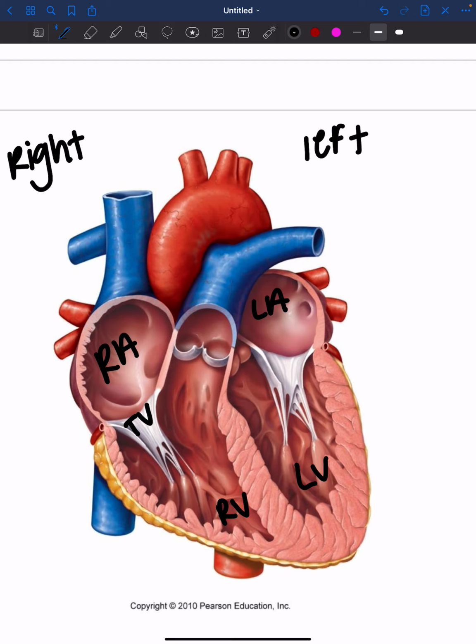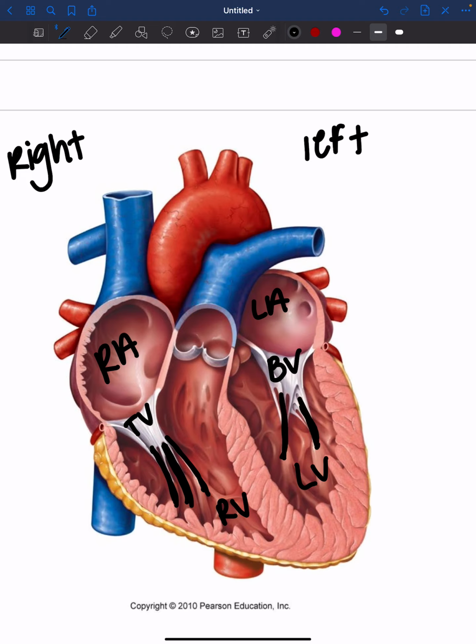So there's 1 cord, there's our 2nd cord, and then there's our 3rd cord. Okay, so tri means 3 cords. This is our bicuspid valve. So bi means 2: first cord, and then our 2nd cord.